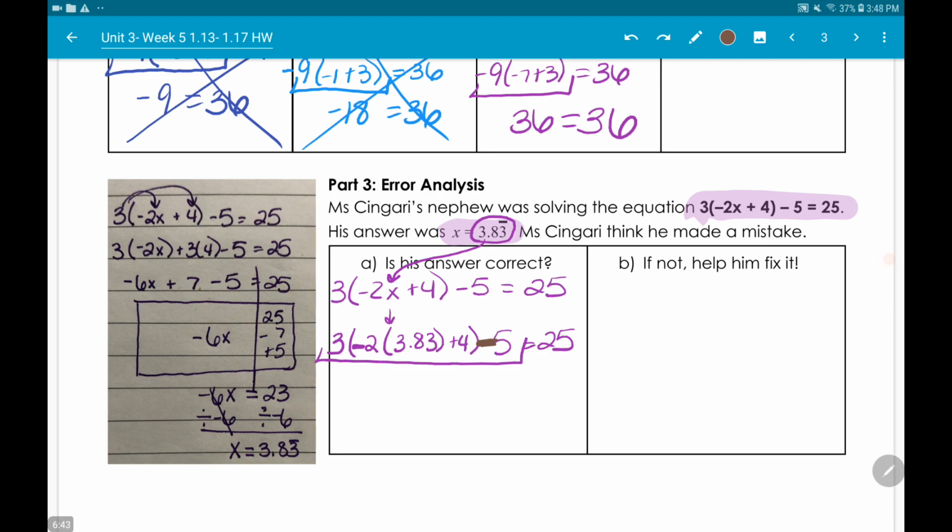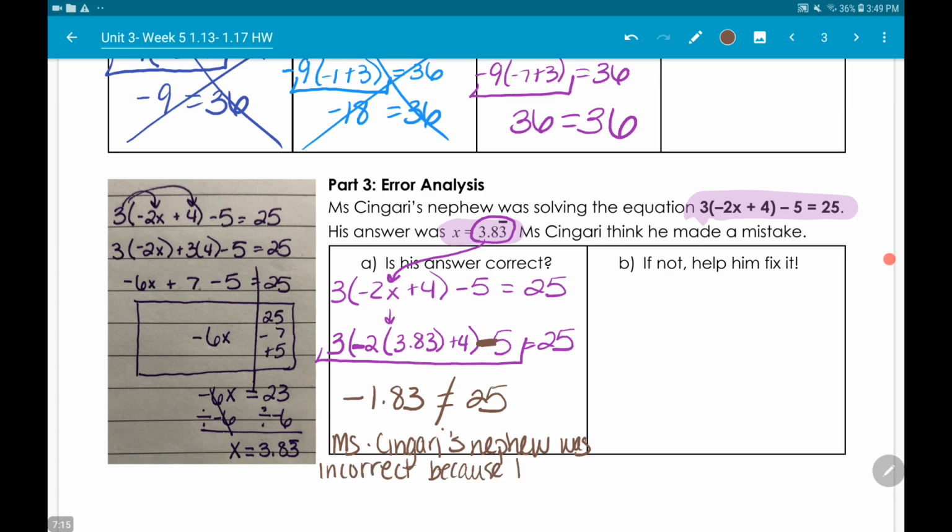Okay. If my calculator was correct, I got negative 1.83 equals 25. Now, that really doesn't look right to me. First off, they are unbalanced. So, Mr. Gary's nephew was incorrect because both sides are unbalanced when we plugged in his answer.